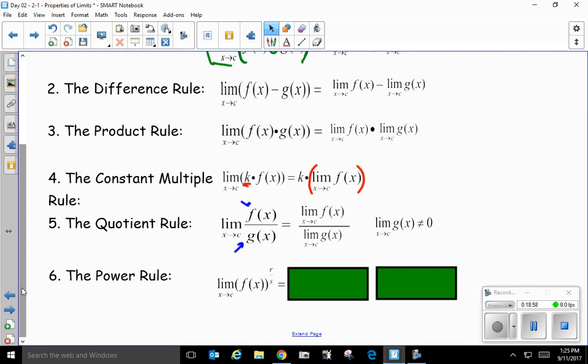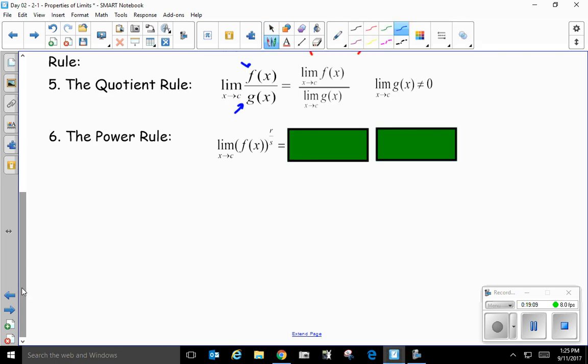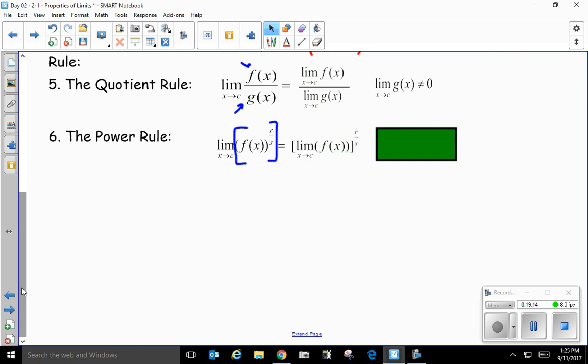And last but not least, a weird one. If I'm taking the limit of this whole thing, let me extend this, I can take the limit of just the function and apply the exponent to it afterward. Notice where the brackets are on the expression I just uncovered. It includes the limit in the function, but not the exponent. I can do the exponent afterward.